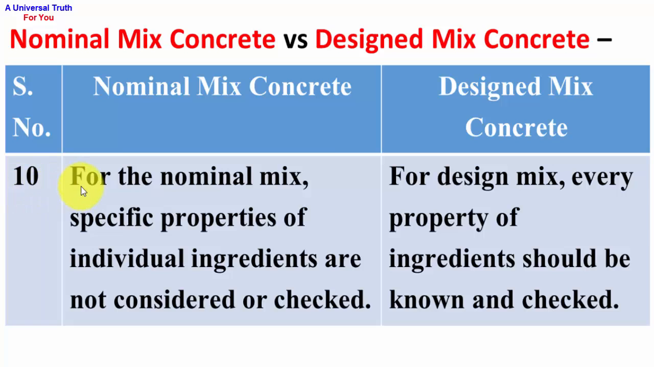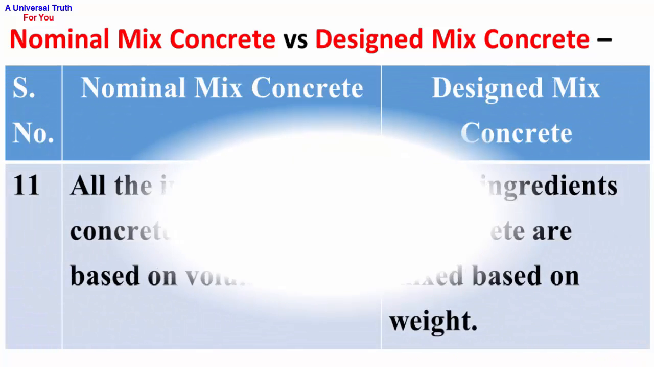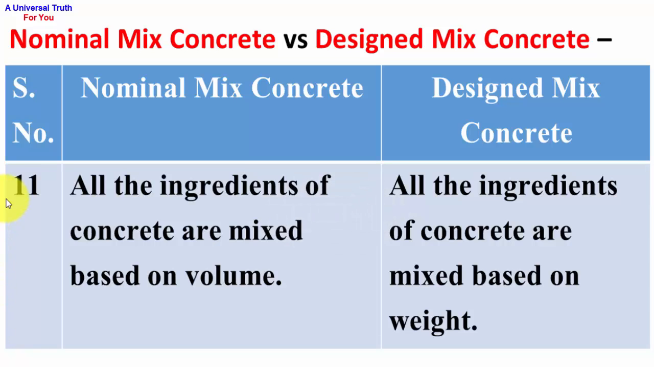Number 10, for the nominal mix, specific properties of individual ingredients are not considered or checked. For design mix, every property of ingredients should be known and checked. Number 11, in nominal mix all the ingredients of concrete are mixed based on volume. In design mix all the ingredients of concrete are mixed based on weight.